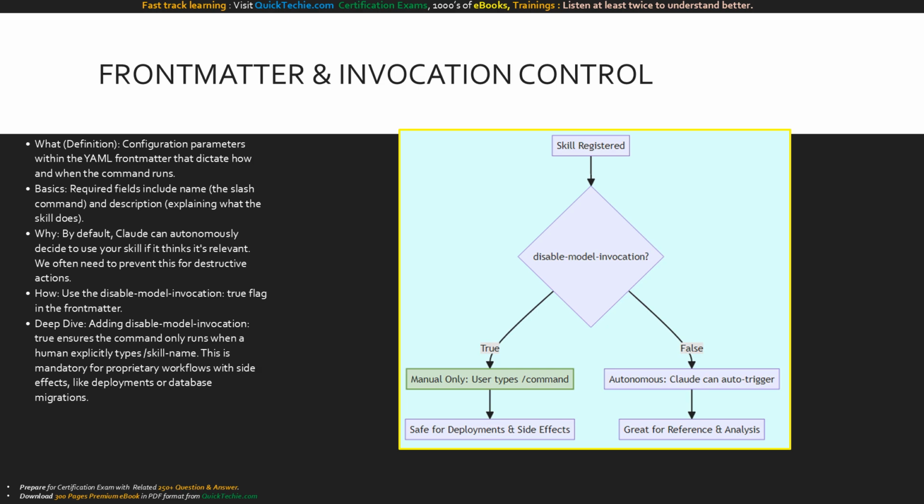Look at this invocation decision tree. Once a skill is registered, the system checks the disable-model-invocation flag. If true, it routes left to manual only, requiring a human to type the /command. This green node represents a safe environment for deployments and actions with side effects. If false, it routes right, allowing Claude to auto-trigger the skill, which is great for reference tasks, but risky for infrastructure changes.